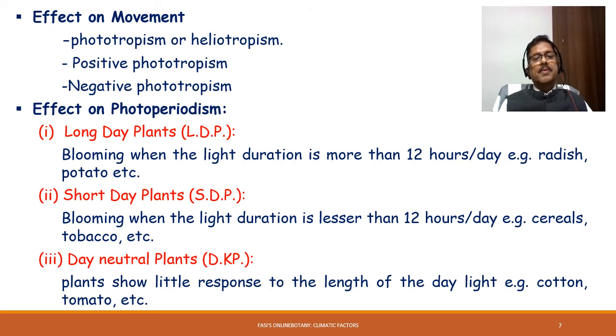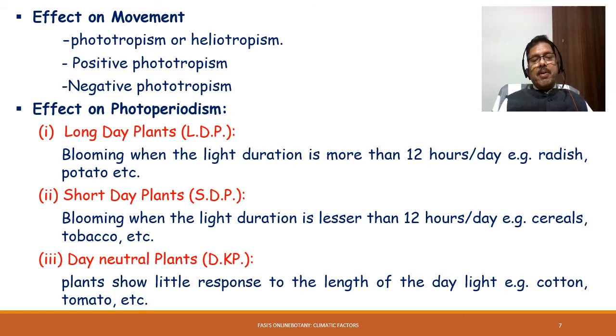Effect on photoperiodism. The response of plants to the relative length of the day, that is the photoperiod, is known as photoperiodism. According to the response of the plants to the length of the photoperiod, the plants have been classified into three groups. That is, long day plants, the plants which bloom when the light duration is more than 12 hours per day, like radish, potato, spinach, etc.